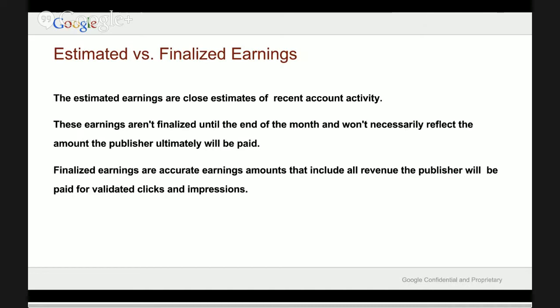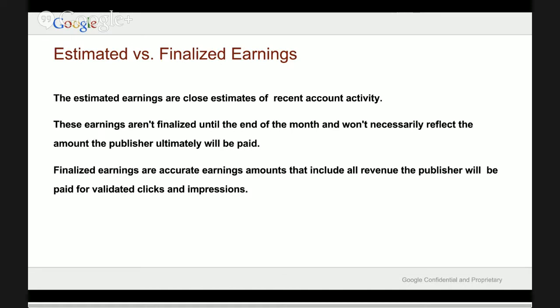Now, changing the subject to payments, one question that is often asked is what is the difference between estimated and finalized earnings? Estimated earnings reflect close estimates of recent account activity as soon as possible. However, these earnings aren't finalized until the end of the month and won't necessarily reflect the amount that publishers will ultimately be paid. Finalized earnings include all revenue that publishers will be paid for validated clicks and impressions.